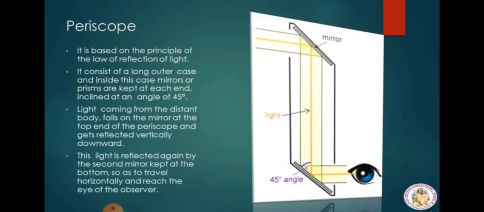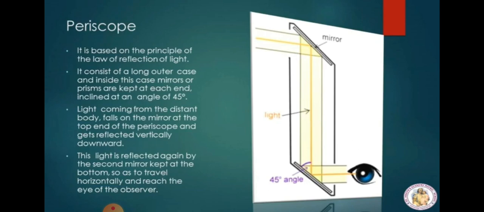Periscope. It is an instrument used for viewing bodies or ships which are over and around another body or a submarine. It is based on the principle of the law of reflection of light. It consists of a long outer case, and inside this case mirrors or prisms are kept at each end, inclined at an angle of 45 degrees. Light coming from the distant body falls on the mirror at the top end of the periscope and gets reflected vertically downward. This light is reflected again by the second mirror kept at the bottom, so as to travel horizontally and reach the eye of the observer.